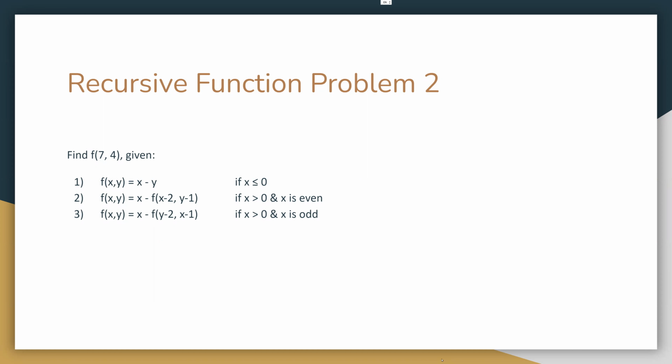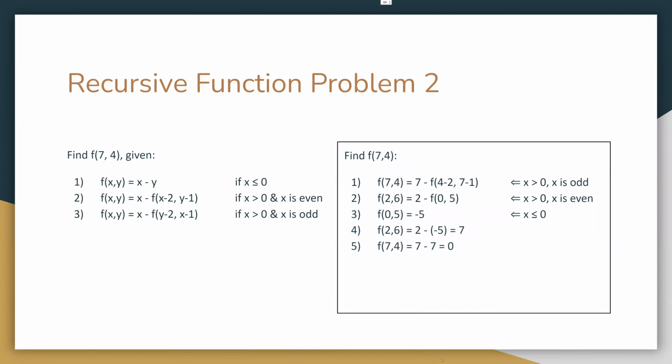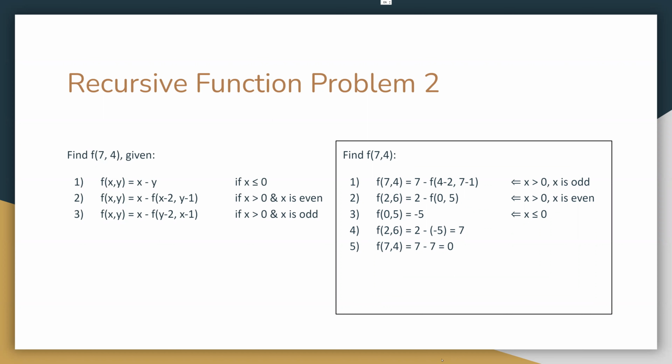Okay, that's 3 minutes. In a real contest, you have 5 minutes to resolve the whole thing. So there's the whole sequence, right? First you put X and Y in place. Because this is greater than 0 and X is odd, it is the function of Y minus 2 and X minus 1.